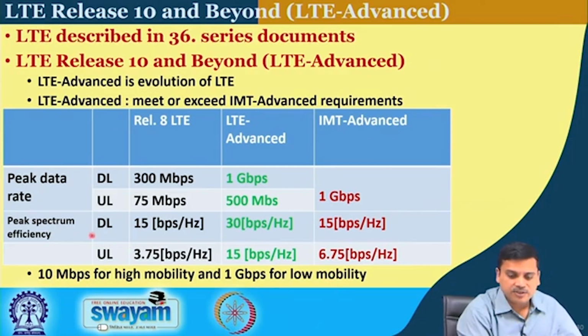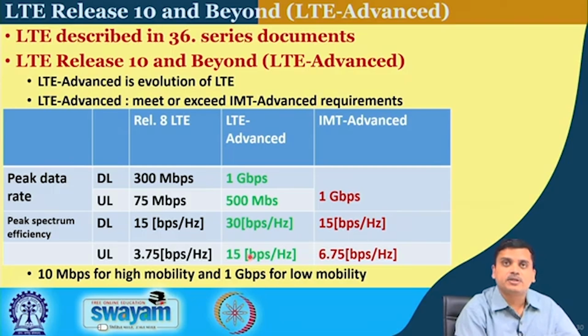Peak spectral efficiency: in downlink there is 15 bits per second per hertz in case of LTE, which satisfies the requirements of IMT advanced. But LTE advanced gives you 30 bits per second per hertz, which is much more than the minimum requirements specified by ITU. Even for uplink, IMT advanced requires 6.75 bits per second per hertz, which we had seen earlier, whereas LTE advanced supports 15 bits per second per hertz.